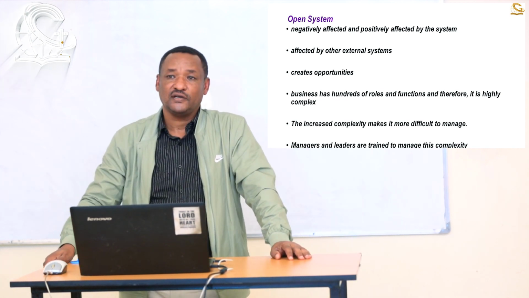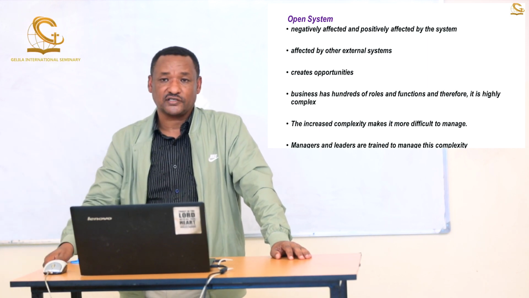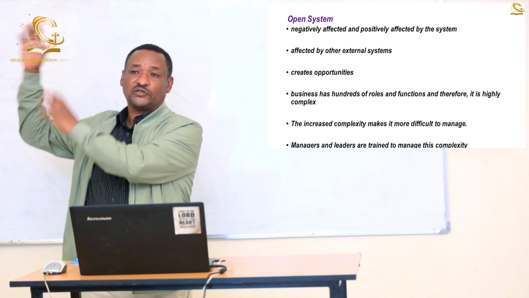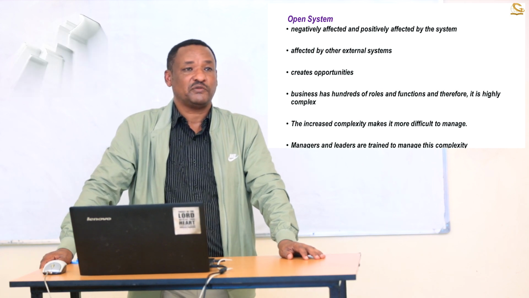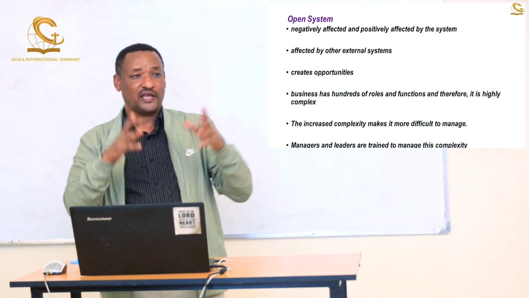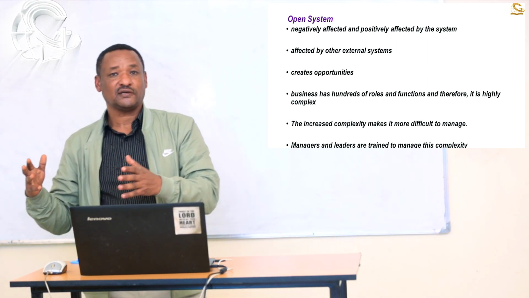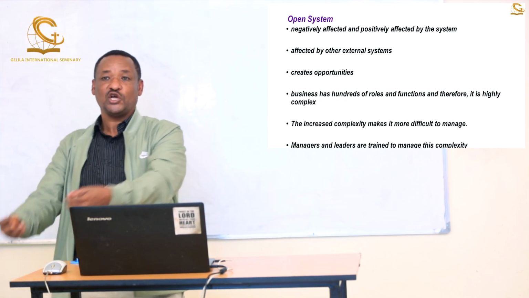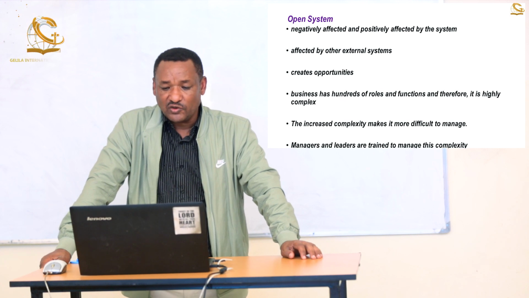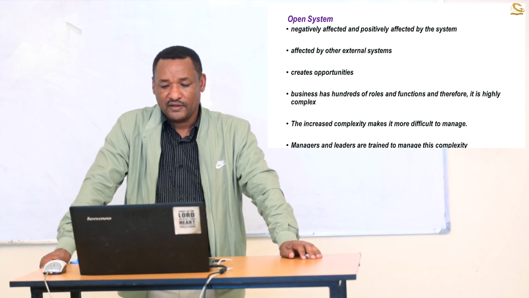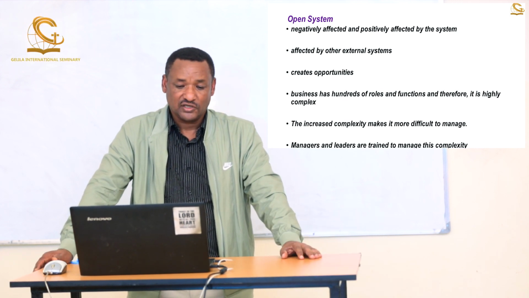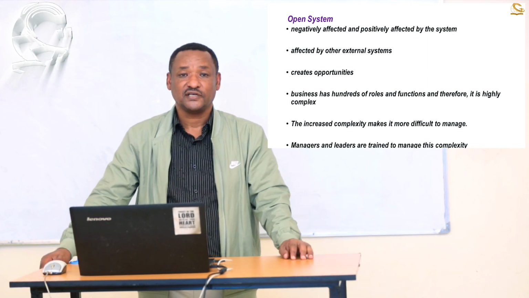For instance, a company like Ethiopian Airlines has a lot of airplanes, so because of that it has access to many hotels and many other business organizations. We link their products with Ethiopian Airlines. So the airline has its own opportunity to work together with other companies in a business system. Business has hundreds of roles and functions, therefore it is highly complex. Because a business has hundreds of roles, duties, functions and activities, its behavior is complex.